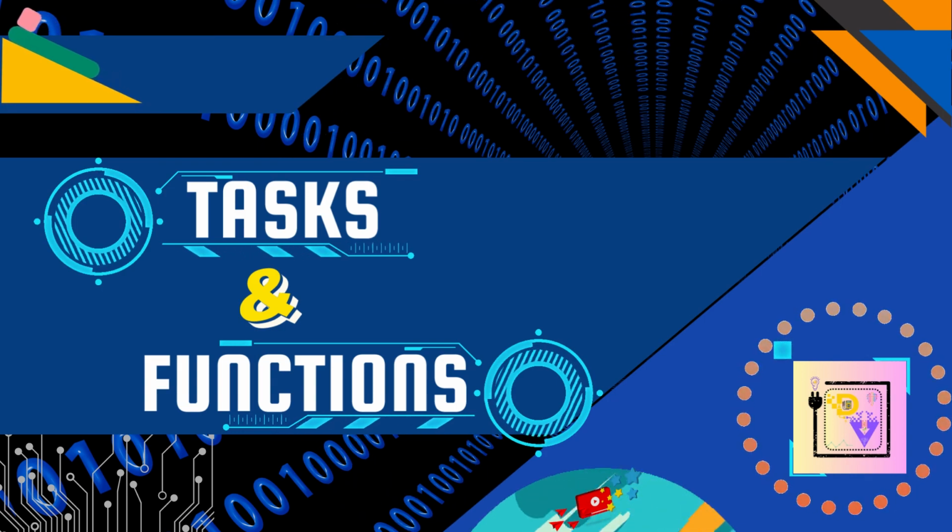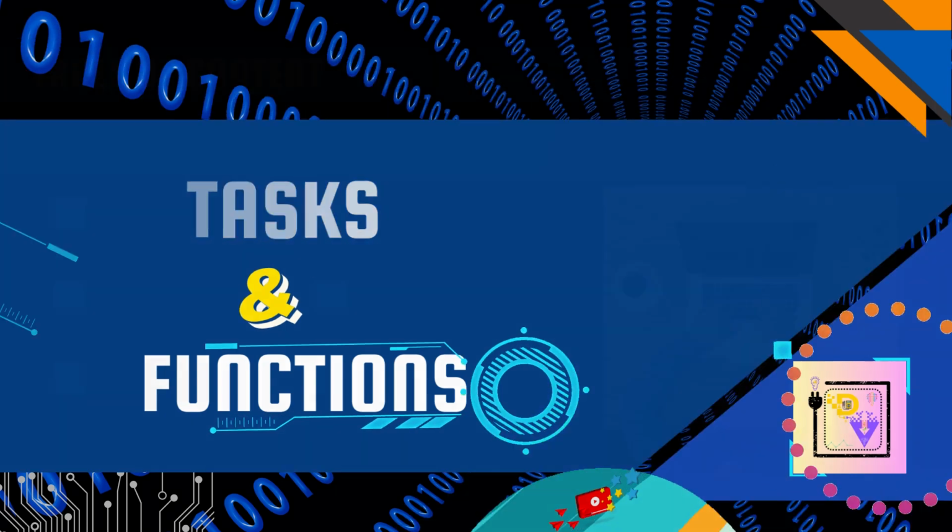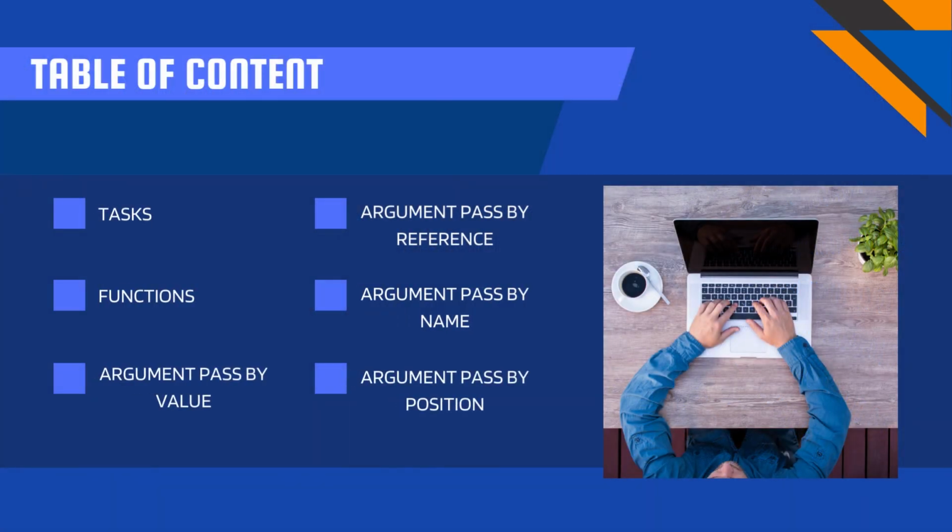So, let's get started. We will be discussing tasks, functions, and different argument passing methods. Here is a quick overview of what we will be covering. First, we will dive into tasks and functions, which are used to group related actions and to define reusable code, respectively. We will explore the differences between the two and provide examples of their syntax and usage.